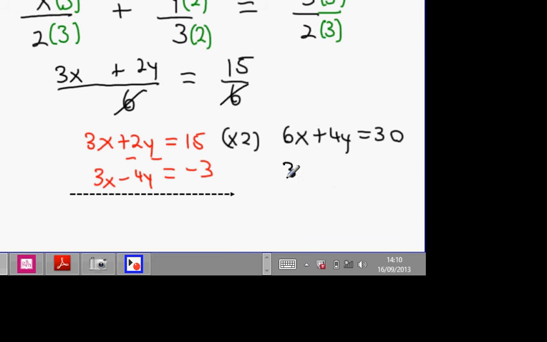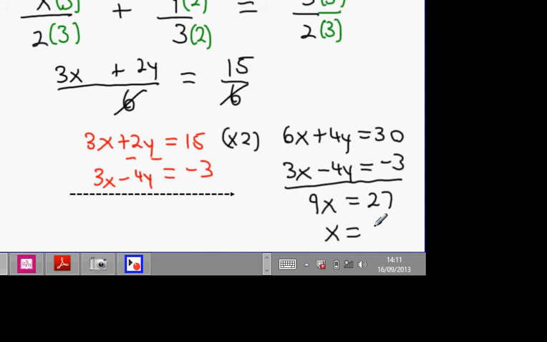Then 3x minus 4y equals minus 3. Then what we get is 9x equals 27. x equals 3. Therefore x must equal 3.